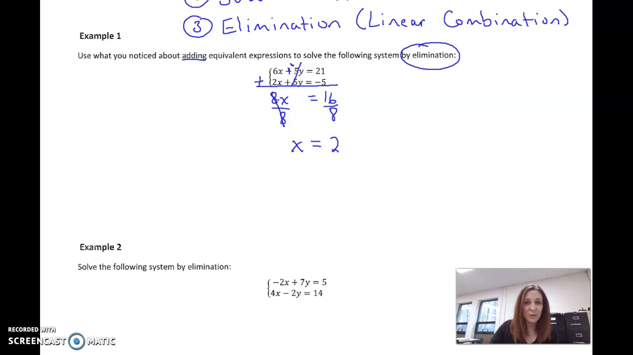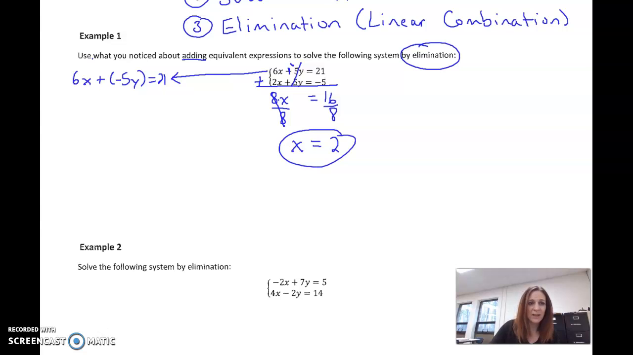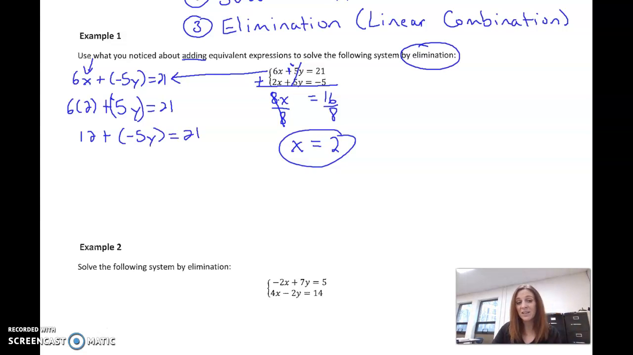So let's say I take the first equation here, 6x plus a negative 5y, or you could say minus 5y, equals 21. I know x is 2, so I'm going to plug that in here for x. So I'm going to go 6 times 2 plus negative 5y equals 21. 6 times 2 is 12. So basically what I'm doing now, guys, is I am just simplifying and solving. So I'm solving for y.